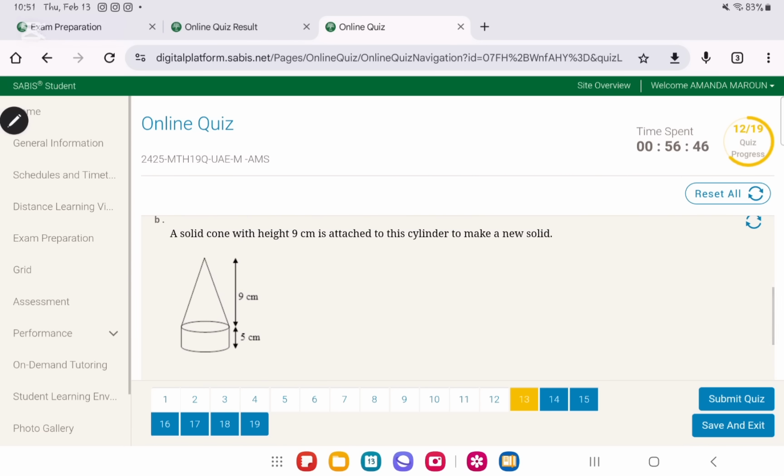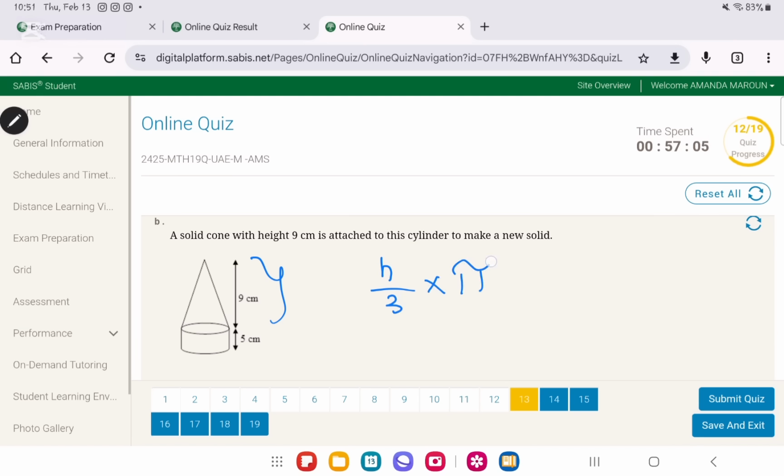Now, a solid cone with height 9 centimeters is attached to the cylinder to make a new solid. They want us to find the total new volume of this solid. So very simply, we know that the volume of a cone is the height over 3 times pi r to the power of 2. Okay, don't forget this. Height over 3 times pi r to the power of 2. This is the volume, and sorry, not area, the volume of the cone, okay?